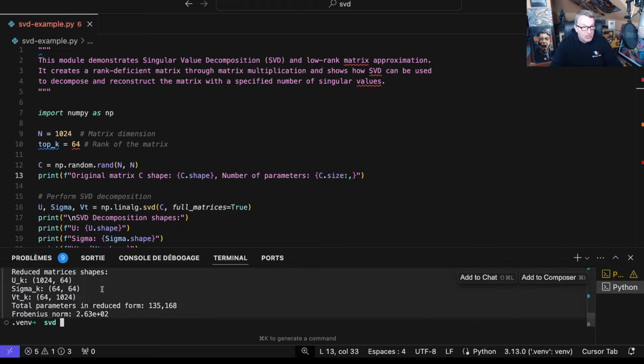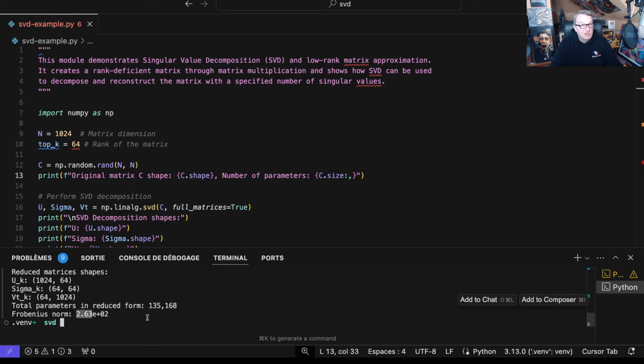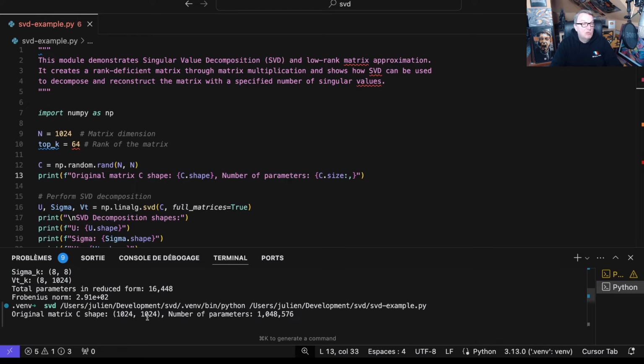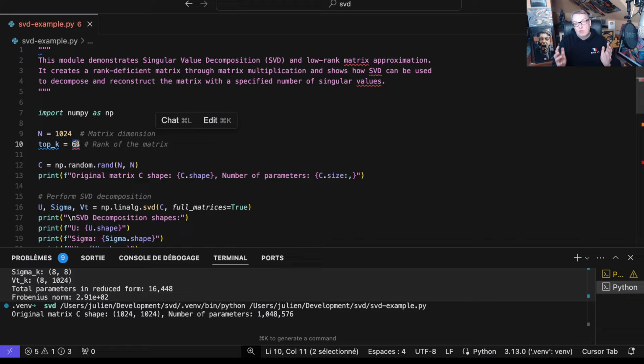So all the shapes change, but look at the error. The error is now 263, which is a bit lower than 291. Which makes sense because we kept more of those singular values. We threw away less data, so to speak, less information. So the reconstruction is a little more accurate.